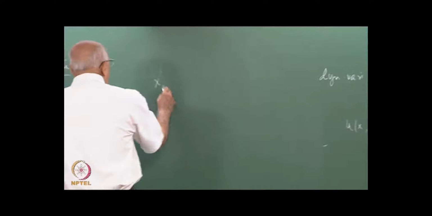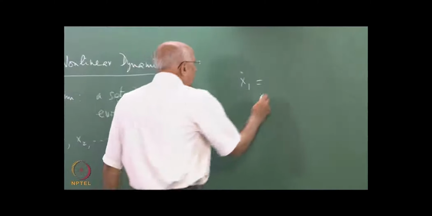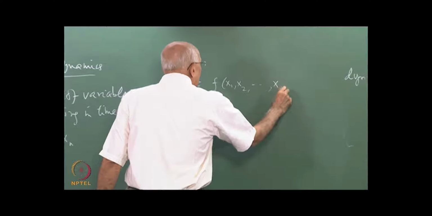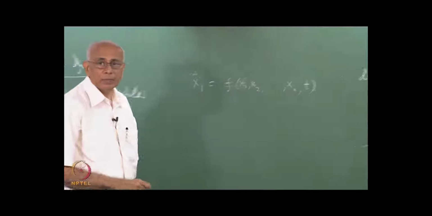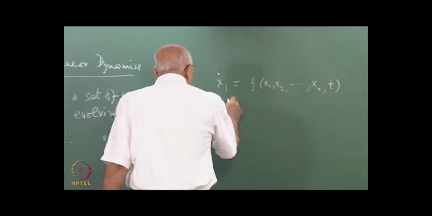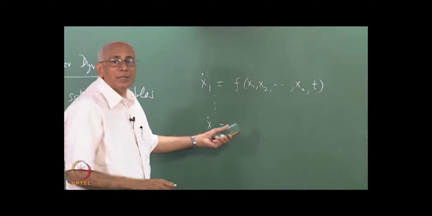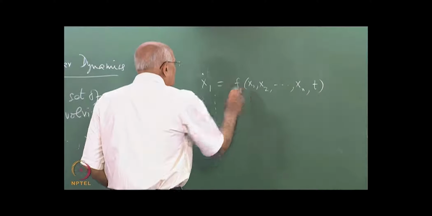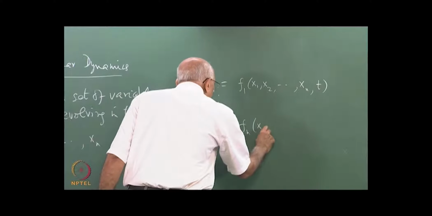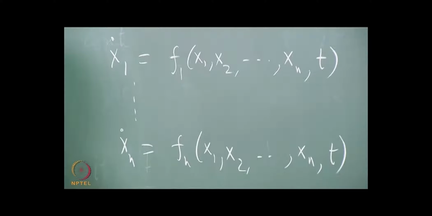You have x1 dot, I will put a dot for the time derivative, that is going to be my standard notation. This is some function f1 of all the x's, x1 up to xn, and possibly the time as well. And I prescribe such a rule for each of the x's in my set. So all the way down to xn dot equal to some other distinct function, f sub n of x1, x2 up to xn and t.